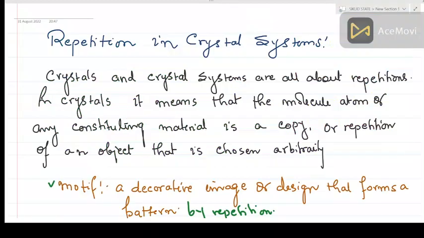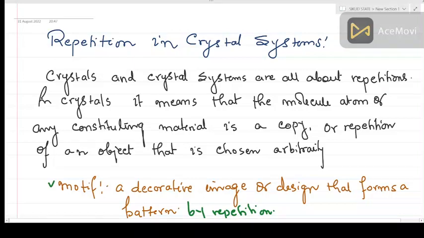So what is this periodicity, repetition all about? Whenever we are discussing a crystal system, crystals and crystal systems are all about repetitions. Now what is repeated, how is it repeated? Whenever we have a crystal, it means that the molecule or atom or anything that is making up the material is a copy of an object that is chosen arbitrarily, and that particular object is repeating itself in a definite manner along the different directions.